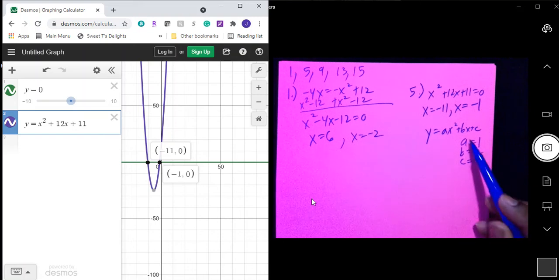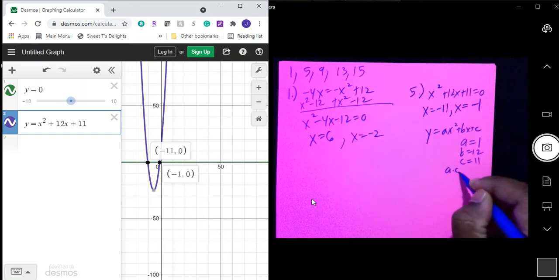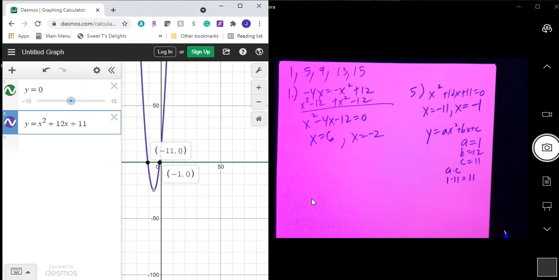So now, after we list this, we will multiply our a and c value. So we'll do a times c, that'd be 1 times 11, which is 11. So now what we're supposed to do is take the prime factorization of 11 and find two numbers that multiply together to give you 11, but add together to give you 12. So a times c is 11. You will find two numbers that multiply to give you 11, but when you add those two numbers, must give you what b is equal to, which is positive 12.